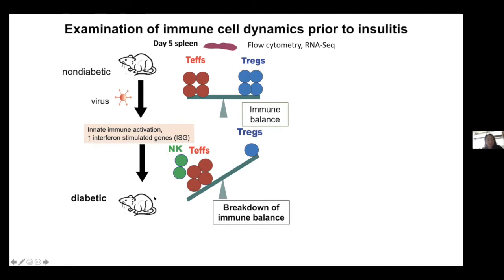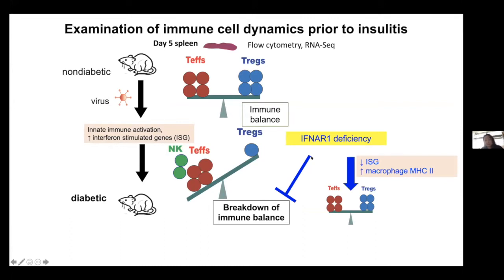When we examined our model, and we did a combination of flow cytometry, bulk RNA sequencing, and single cell RNA sequencing, we found this to be the case as well. We did see an increase in NK cells in this model. And then when we looked at the IFNAR1 deficient animals and challenged them with the virus, there was a restoration of this balance and protection against diabetes.